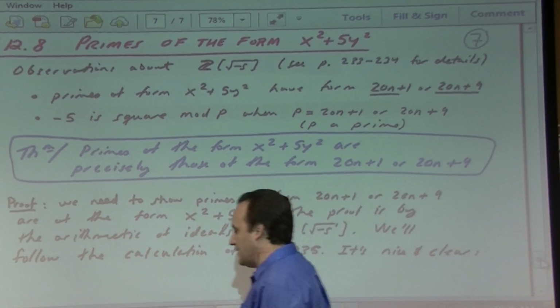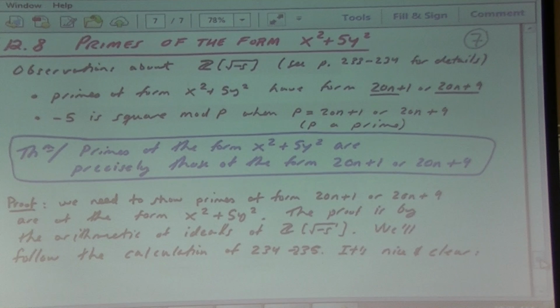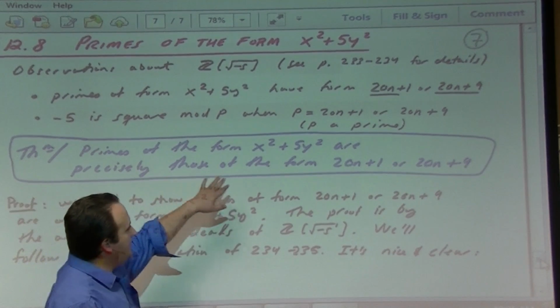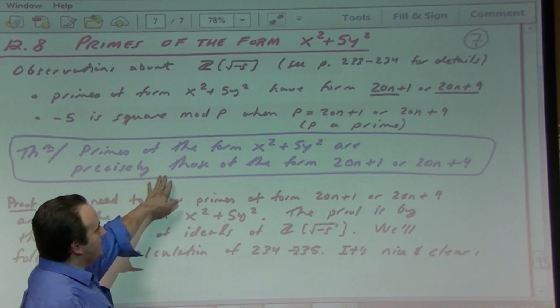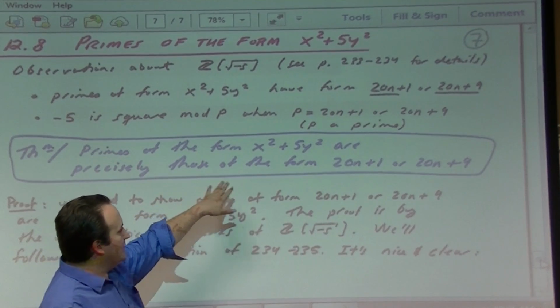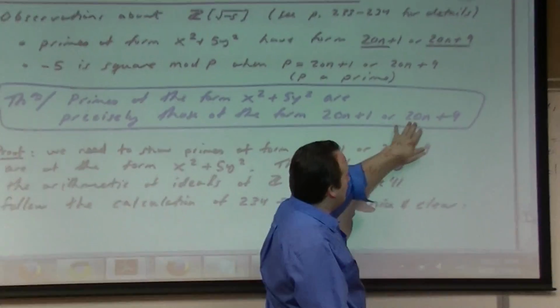Minus 5 is a square mod p. So then, this is the main theorem. Primes of the form x squared plus 5y squared are precisely those that are primes of the form 20n plus 1 or 20n plus 9.